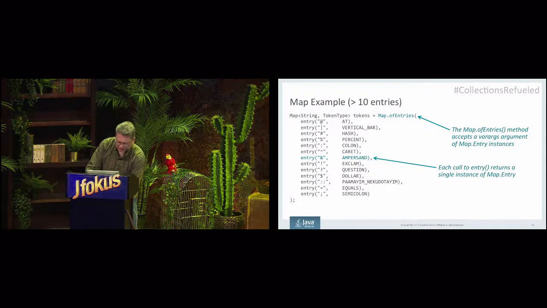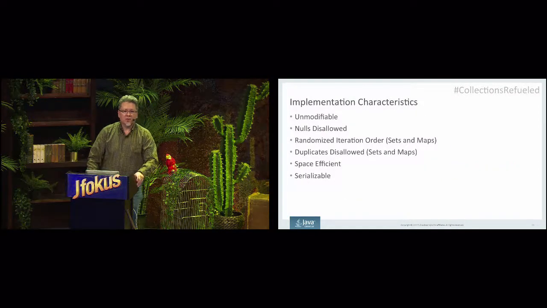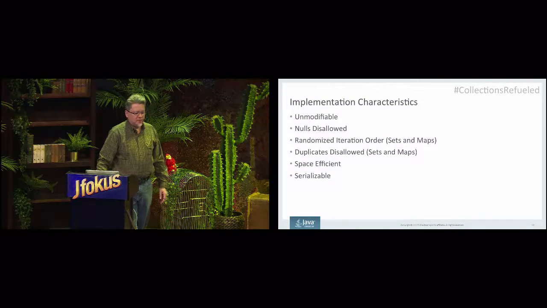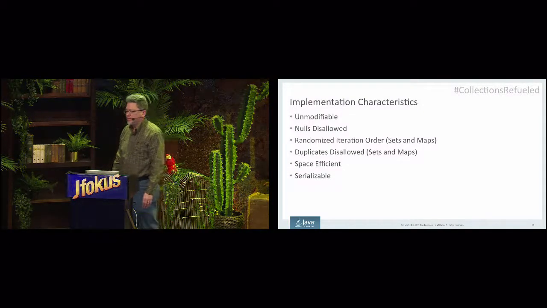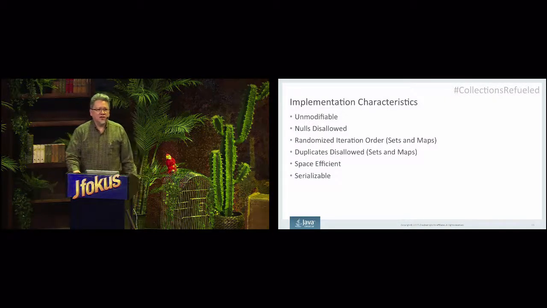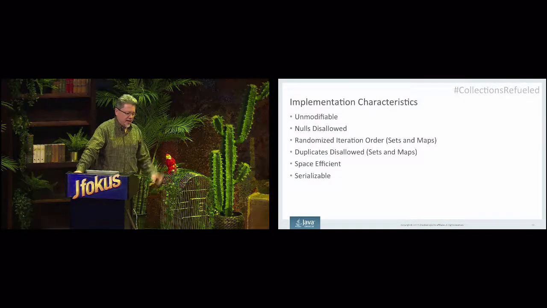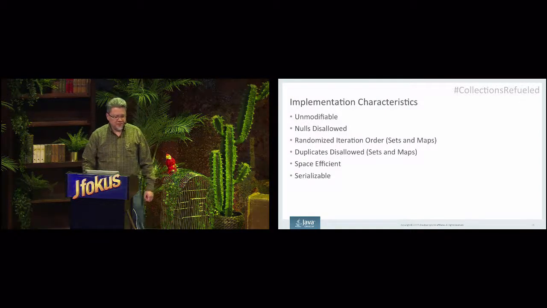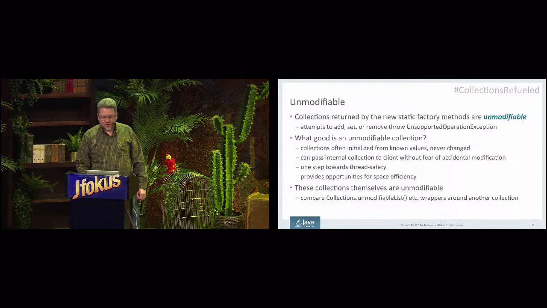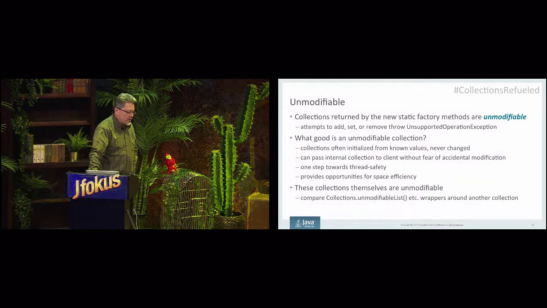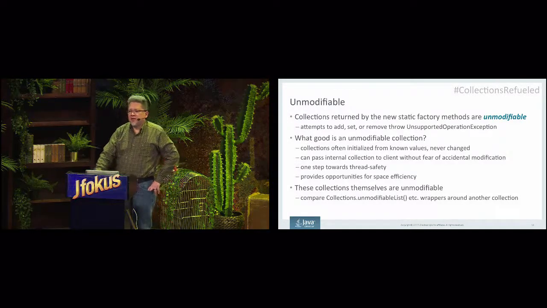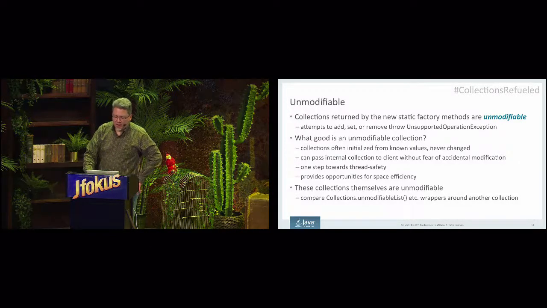All right, so that's the basic introduction to it. The APIs themselves are pretty simple, but what's going on underneath is a lot of stuff. There are 6 characteristics of the new collections implementations that I want to cover. Here they all are, and I'm just going to step through them in the subsequent portion of this talk. First is that the instances of collections returned from these APIs are all unmodifiable.